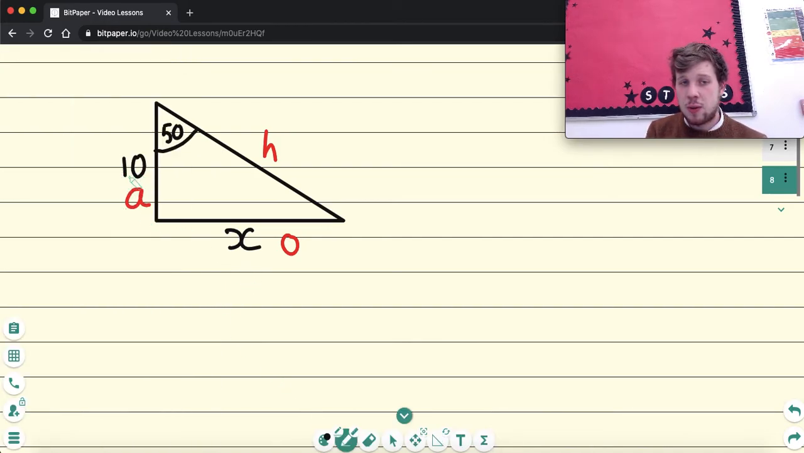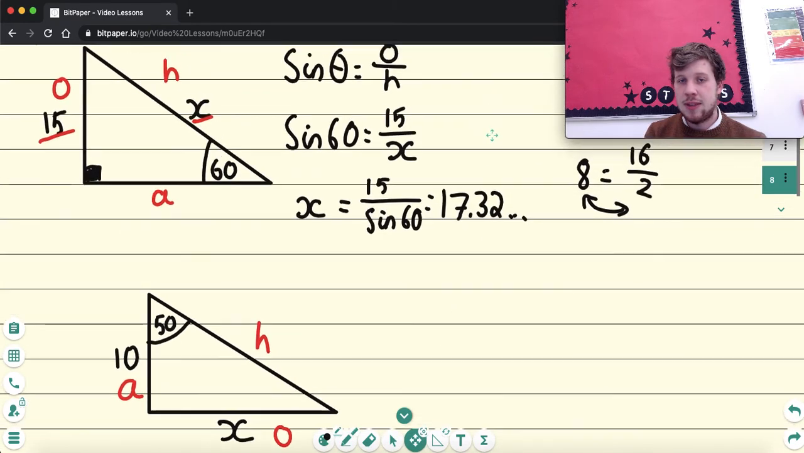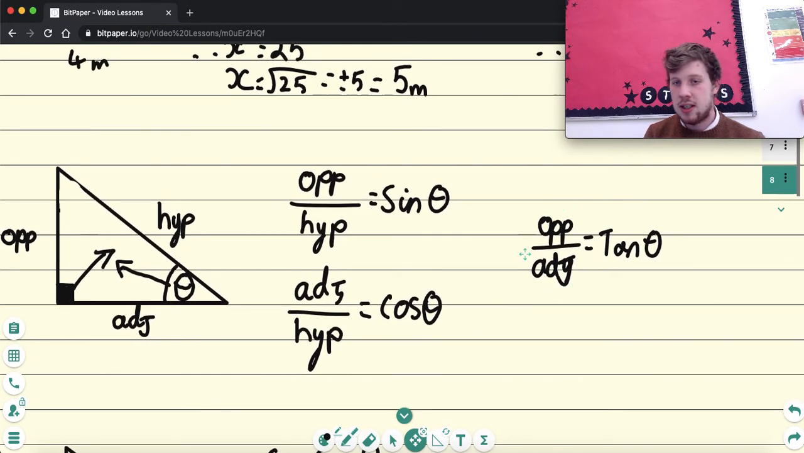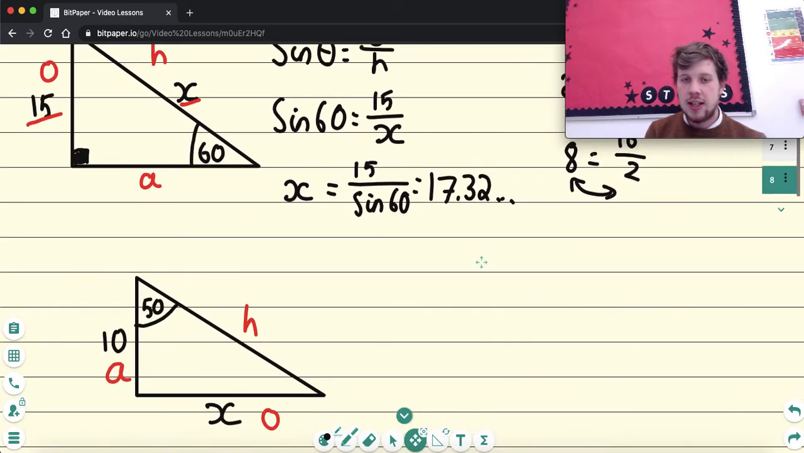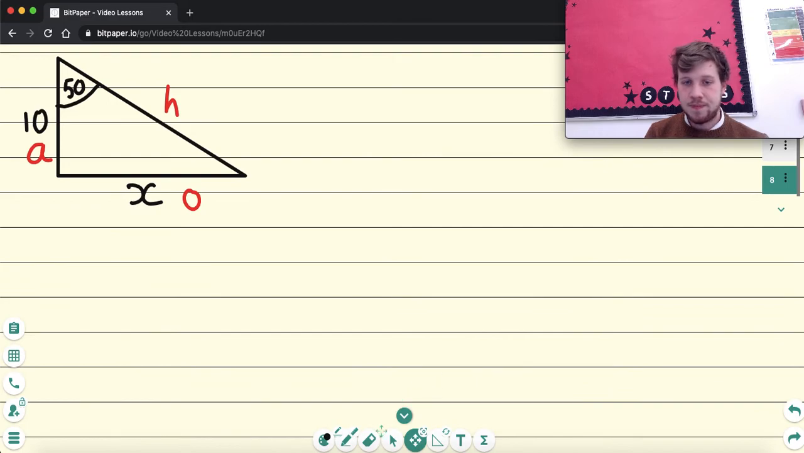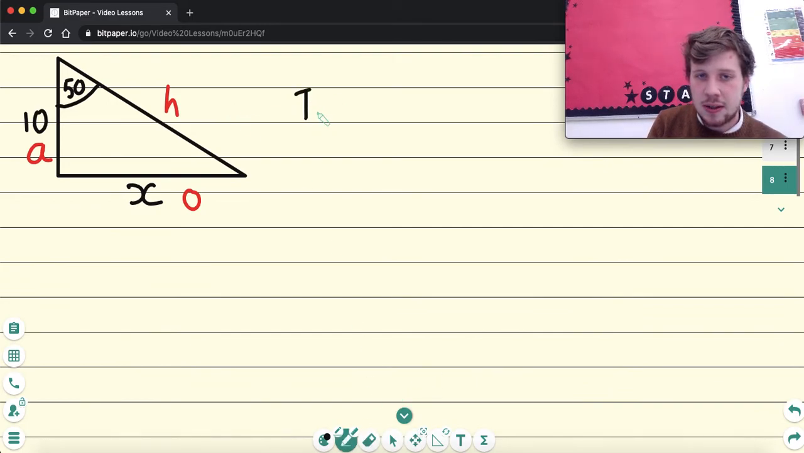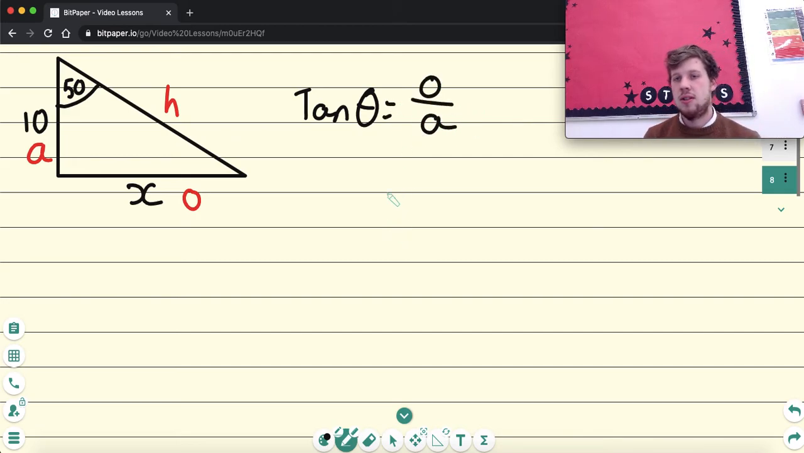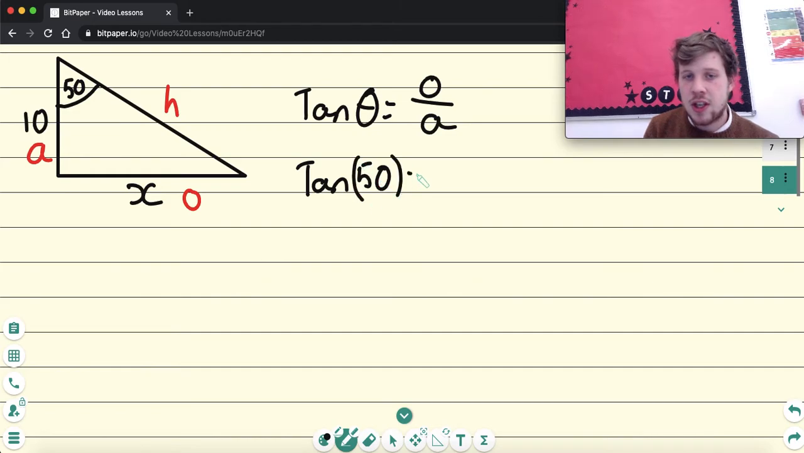I look at this and I think, what values do I have? I have information for my adjacent and information for my opposite. So I'm going to think about which of my trig ratios gives me information for my adjacent and my opposite, and it would be tan here. So therefore I will know that tan theta is equal to my opposite over my adjacent. Same steps now, I'm going to substitute in what I know. Tan of 50 is going to be equal to my opposite, which is x, over my adjacent, which is 10.